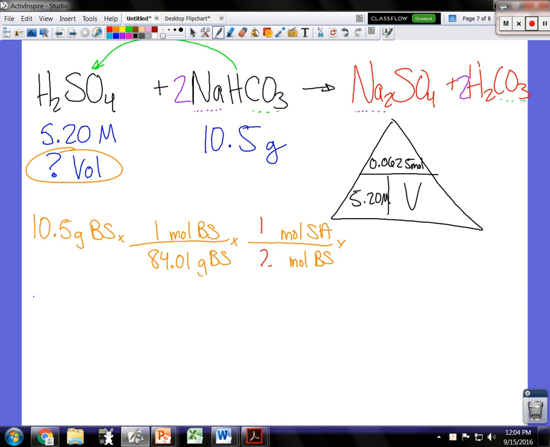Tell me mathematically what you're doing in that black triangle. You're dividing your number of moles by your what? Look at what you guys just did in that stoichiometry. You did the exact same thing. Exactly.